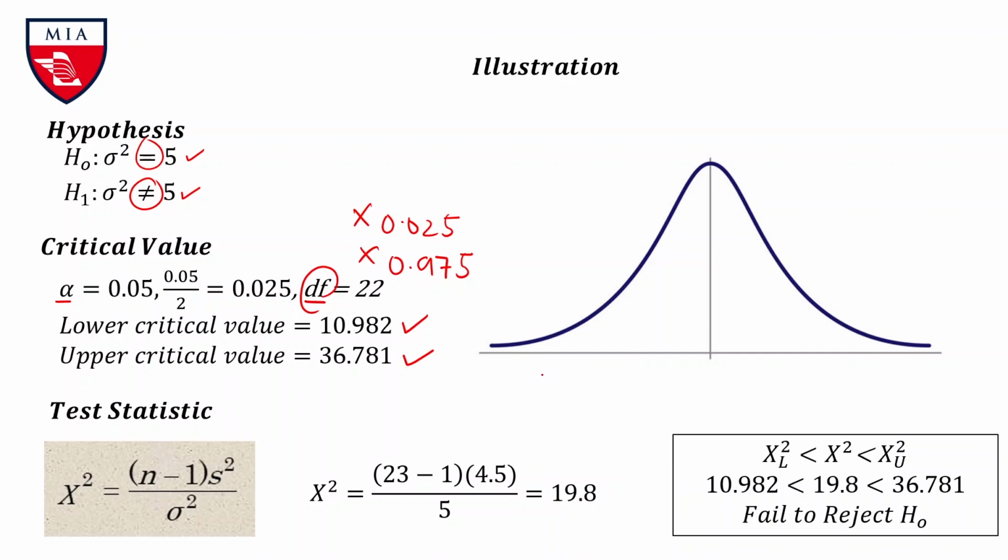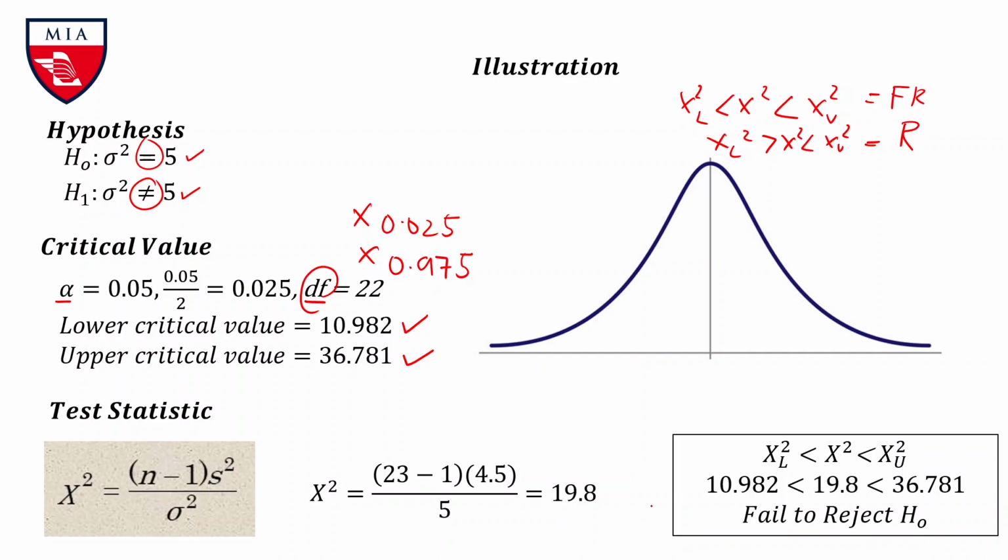Okay. Please listen carefully. Always remember, if the value of your test statistic is within the value of your lower critical value and the value of your upper critical value, then you fail to reject. On the other hand, if the value of your test statistic is not between the critical values, therefore, you can reject the null hypothesis.